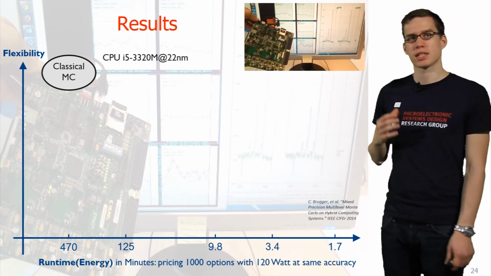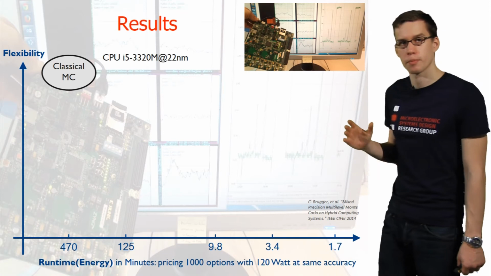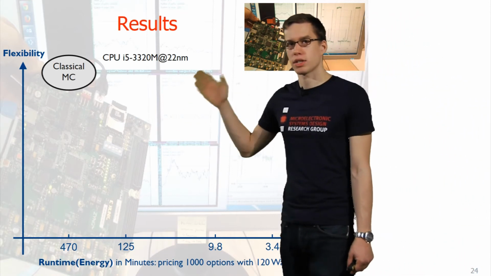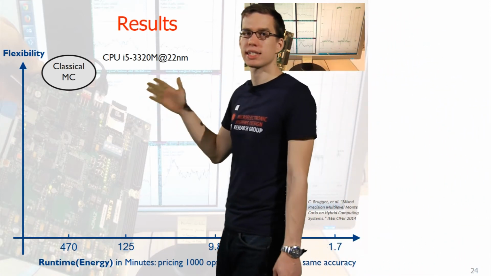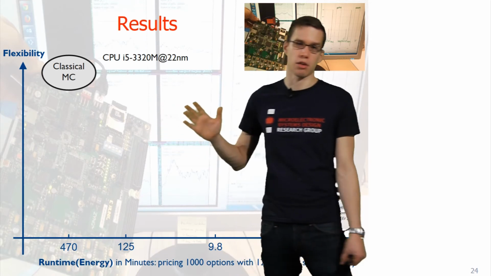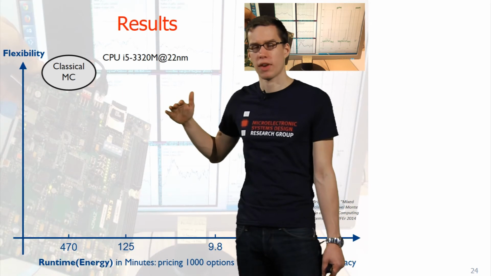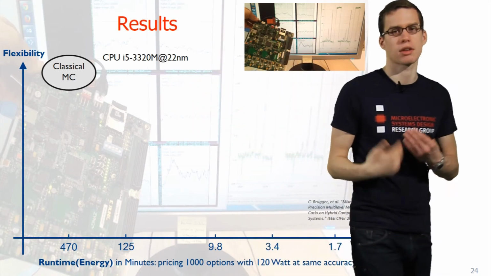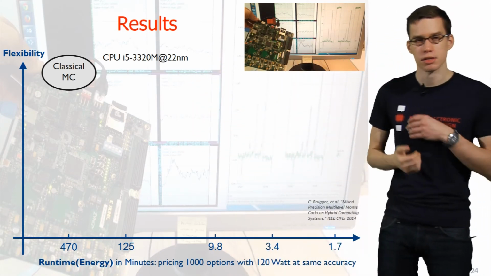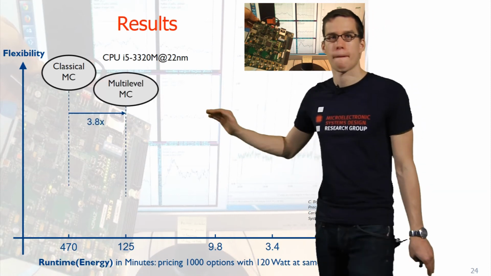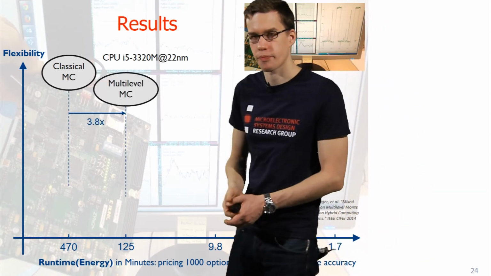Then we looked at the multi-level Monte Carlo method. On the same system, it gets a speed up of 3.8x. It only takes 125 minutes. It's a bit less flexible because it's a little bit harder to integrate options. You have to make some tests to see if it works. But it's still very flexible.